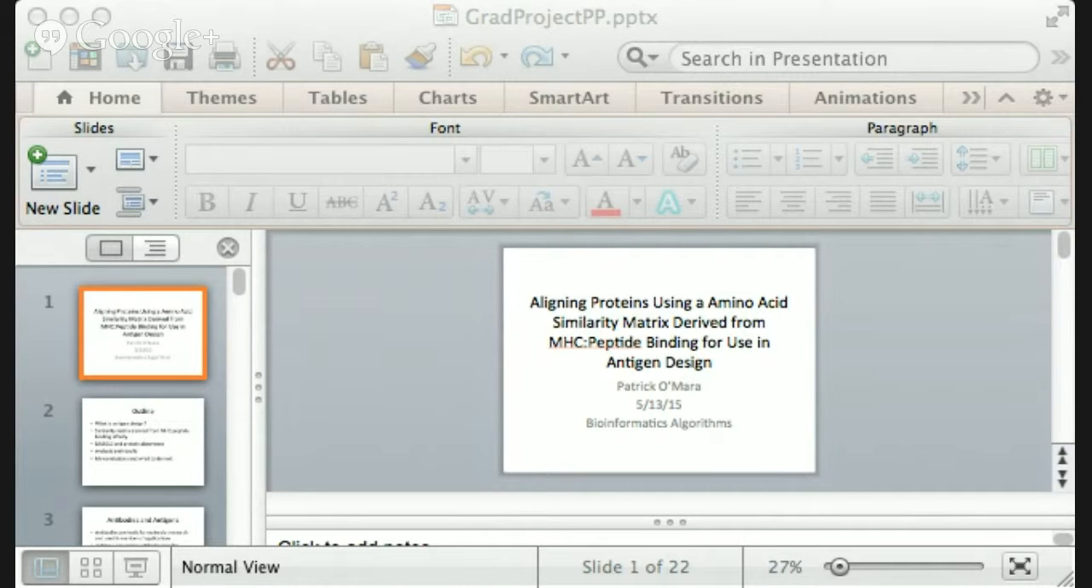So first, to look for proteins to align. What I did was I looked for 10 proteins on IEDB. It's just a database full of epitopes and whatnot, with known linear epitopes. I didn't want discontinuous epitopes, I wanted linear, 8 to 14 amino acids in length.